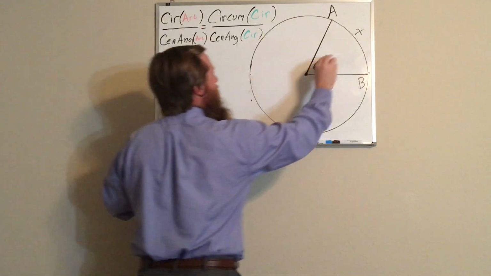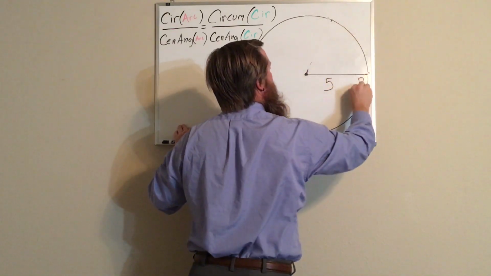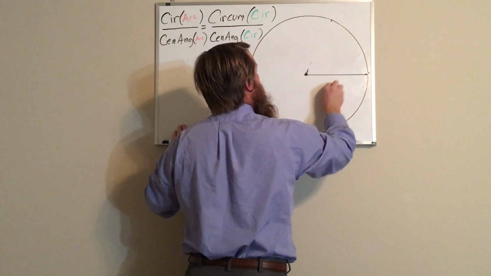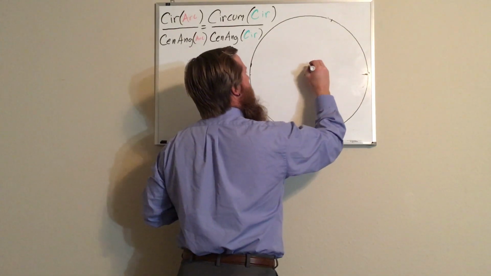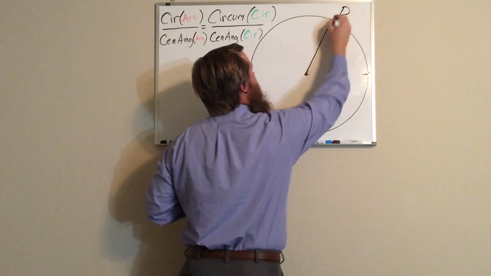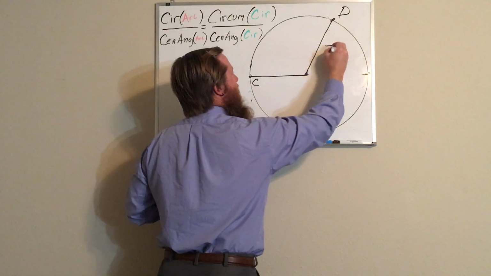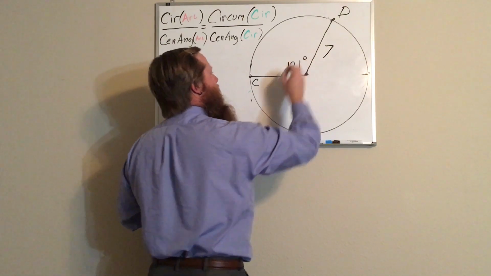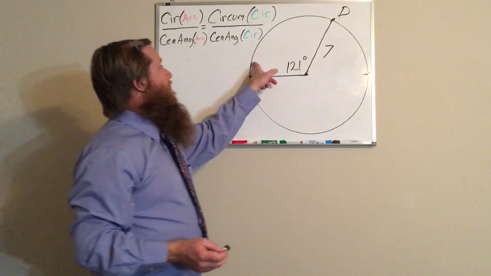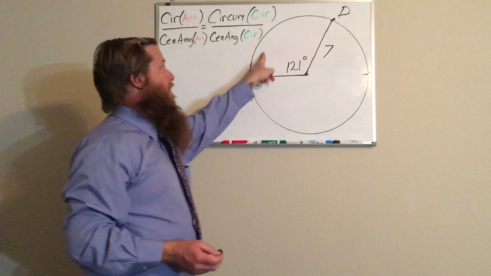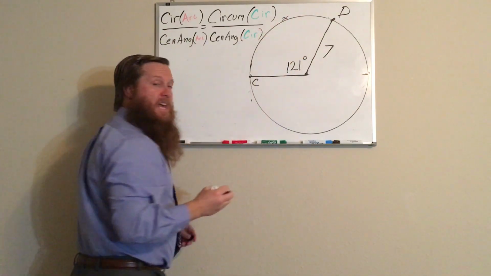Let's just do a quick switcheroo here. I should have left this radius in here. Oh well, we'll call this point D. We'll call this point C. We'll give this a radius of 7 and a central angle of 121 units, or 121 degrees. And now let's calculate the distance or the length of arc CD. We don't know the actual length, so we will call it x.